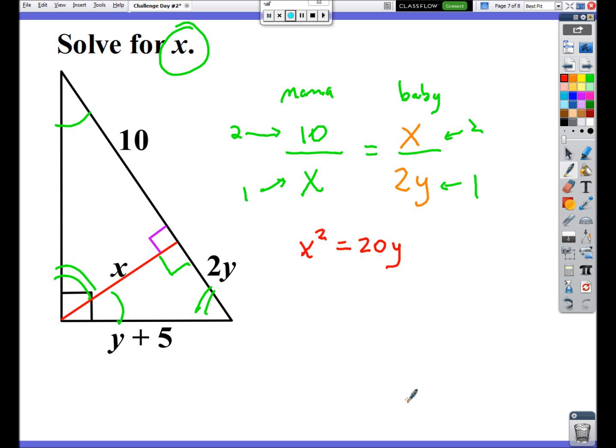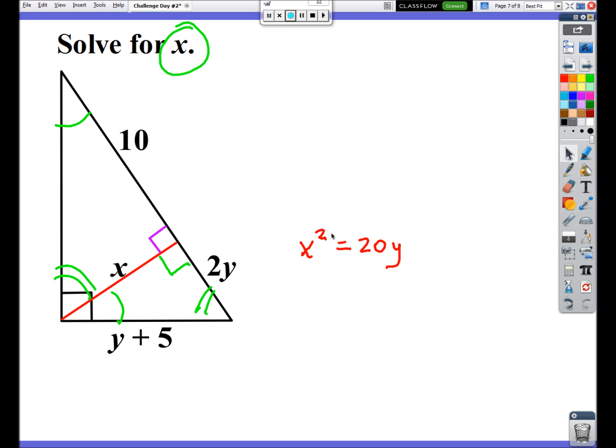I can't really solve that for x, right? I mean, I can square root both sides, but I need an actual number answer for x. And the square root of 20y isn't going to cut it. So here's the deal. Don't erase that, because we're going to use this in a bit. So let me get rid of this, but I'm going to keep the x squared equals 20y. Now we're going to have to go find something else to do.